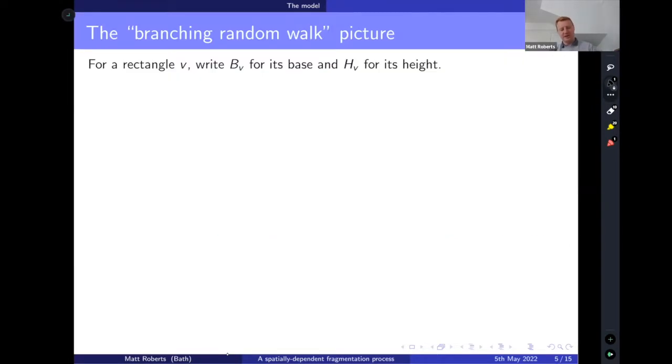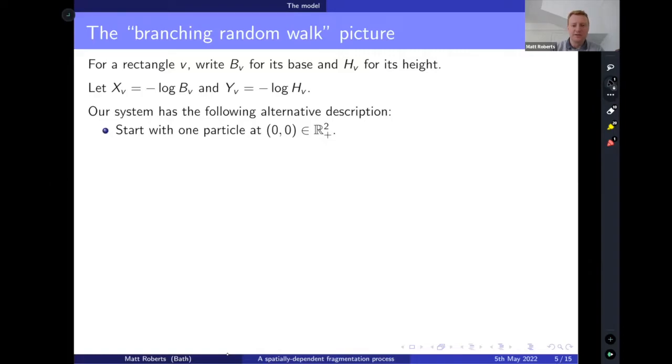Okay, so how are we going to actually prove things in this model? Well, as you might guess, certainly if you know the fragmentation literature, if you take the rectangle's dimensions, b for its base and h for its height, the natural thing to do is to look at minus log of those things, plot those as x and y, and then you have this alternative description as something like a branching random walk, where we start with one particle. We started with a square of side length 1, that corresponds, if we take logs, to being at 0 in R2.